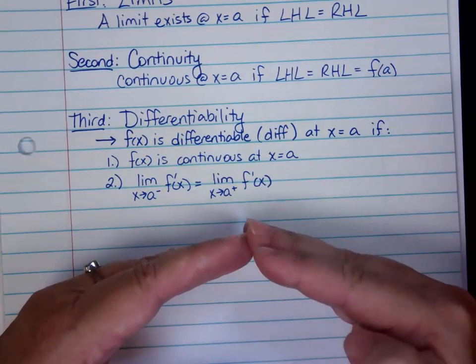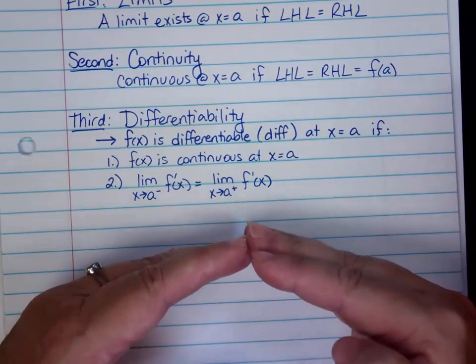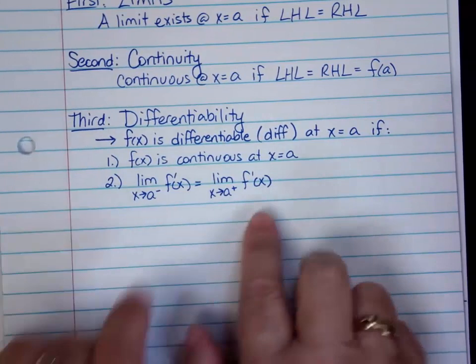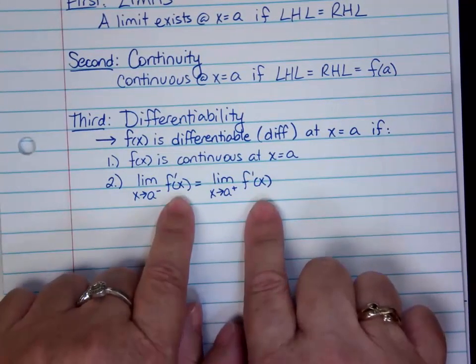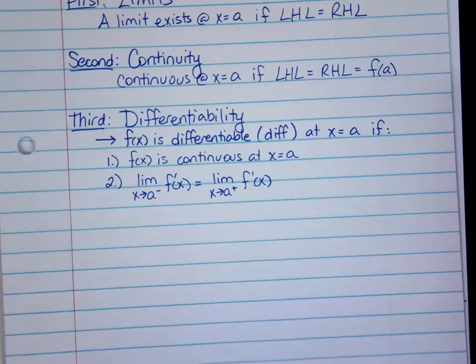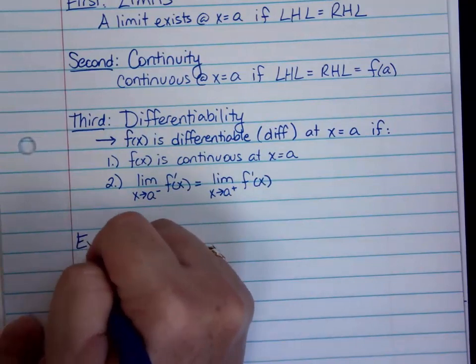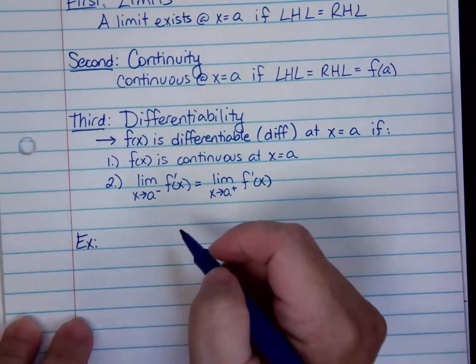That's what I'm saying. I'll show you a counterexample where that doesn't happen in just a minute. But the slopes, that's the key. The slopes have to be approaching the same number. Not the function, the slopes. Okay. Let's take a look at an example of one that is continuous but not differentiable.